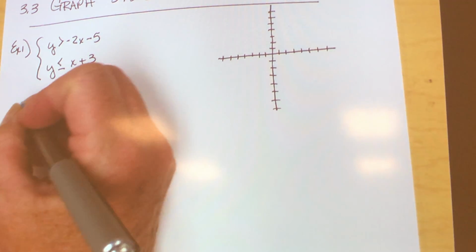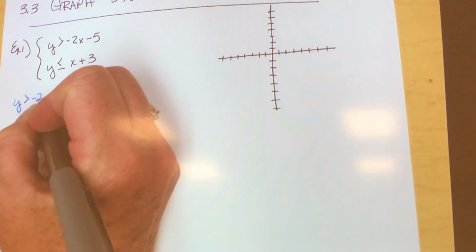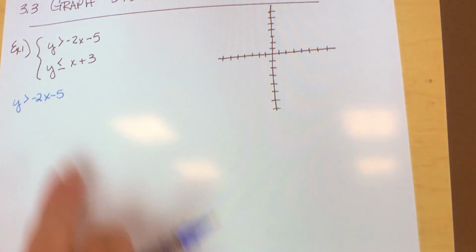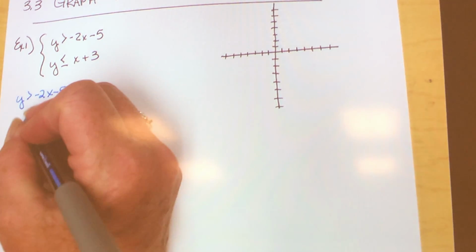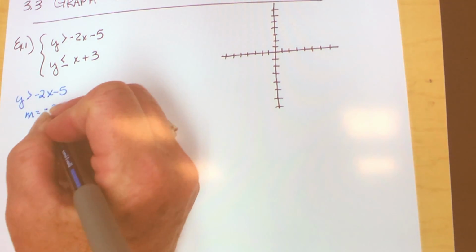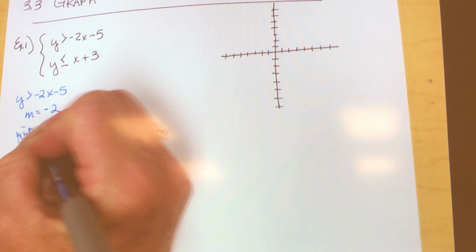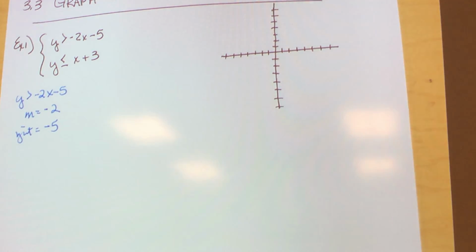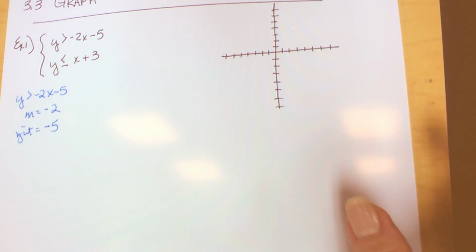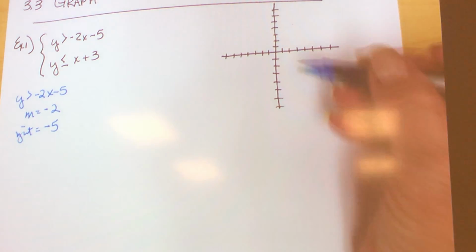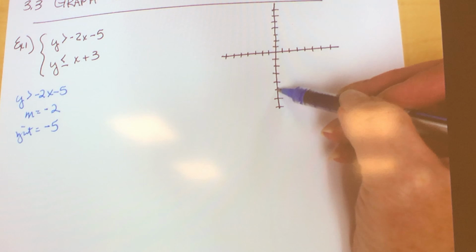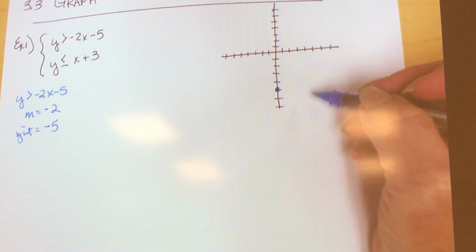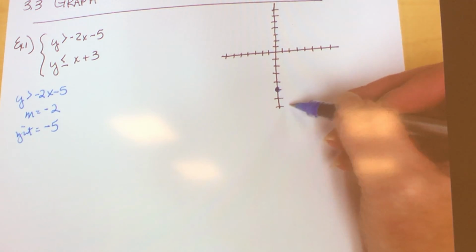Here's the first one. y is greater than negative 2x minus 5. They very nicely already solved for y for me, so that's pretty cool. What's my y-intercept? So when I'm going to graph it, what do I do first? Yeah, your y-intercept, negative 5. So I'll go down 1, 2, 3, 4, 5. So it's right here. And then I use my slope, and I go down 2 and to the right 1.